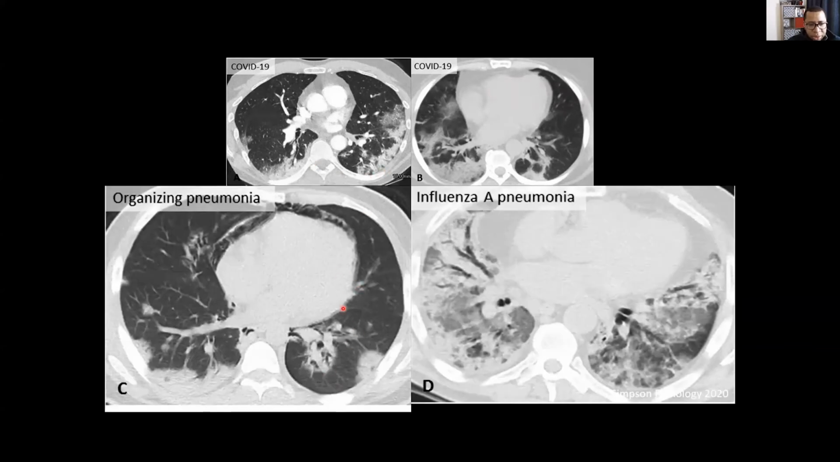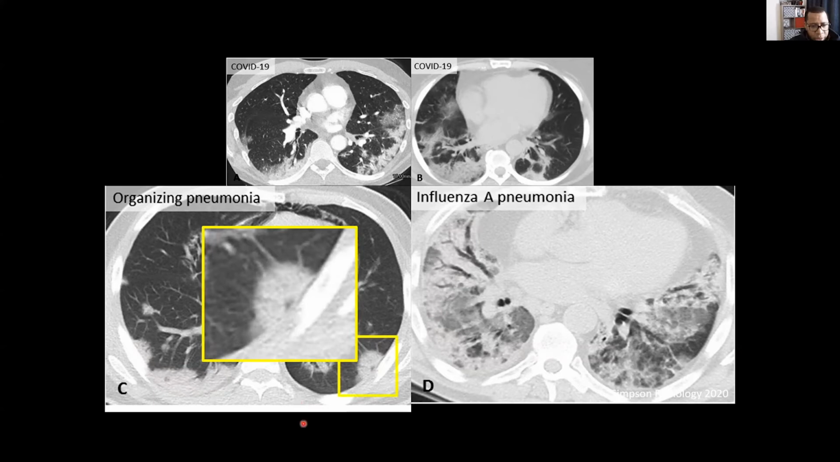Remember, there's still other things that can cause peripheral consolidated opacities, like in this case of organizing pneumonia. So obviously prevalence of the disease is important. You need to know the epidemiology of COVID in your region. So the case of influenza pneumonia also showing some peripheral ground glass opacities.